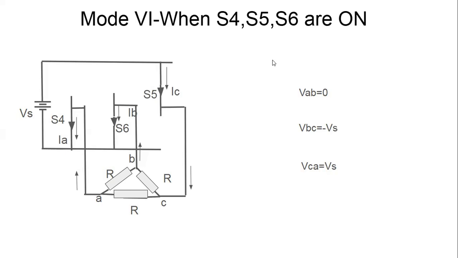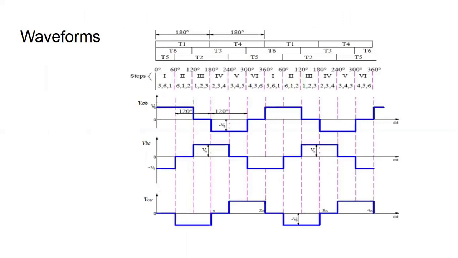Now for mode 6, we can write VAB equal to 0, VBC equal to minus Vs, and VCA equal to plus Vs. So we have obtained the values of the voltages of the delta connected load, VAB, VBC, and VCA for 6 modes of operation. And hence we can plot the graphs of VAB, VBC, and VCA. So the graphs are plotted here.